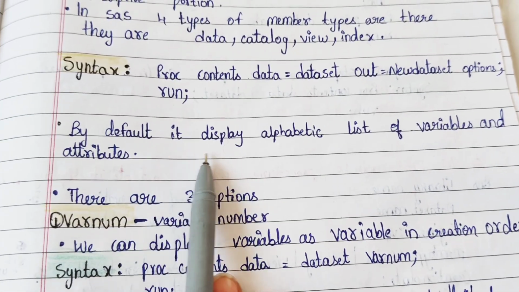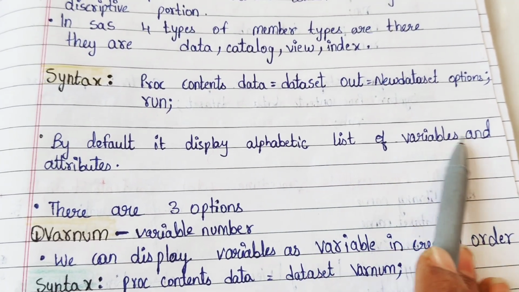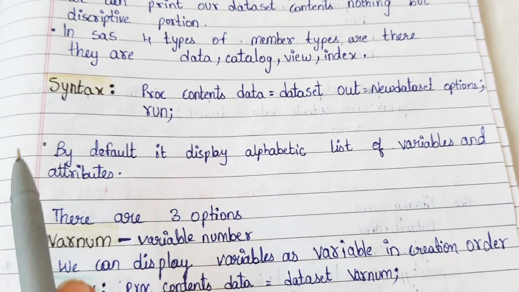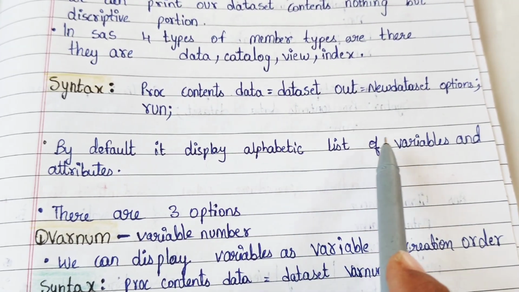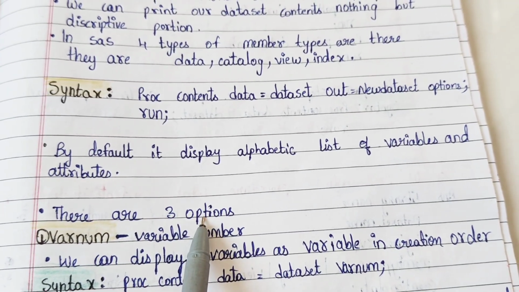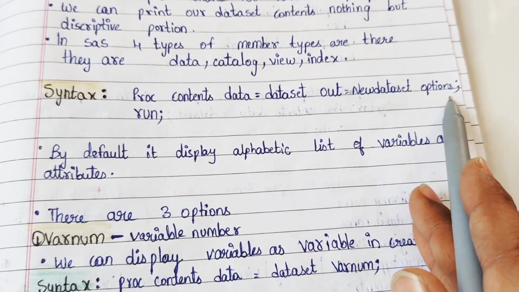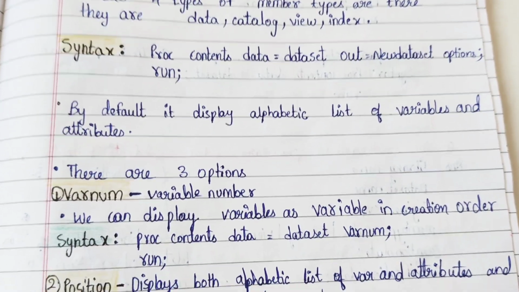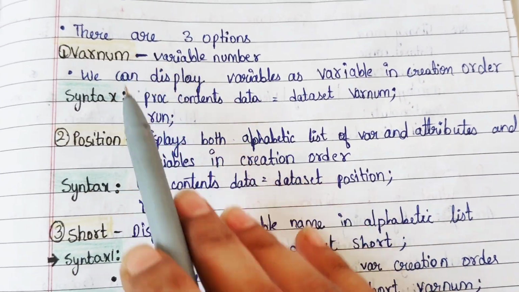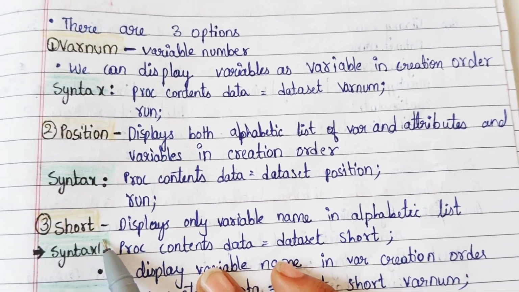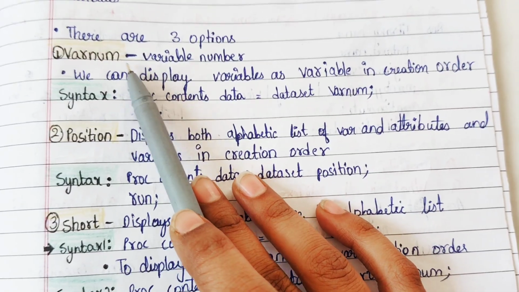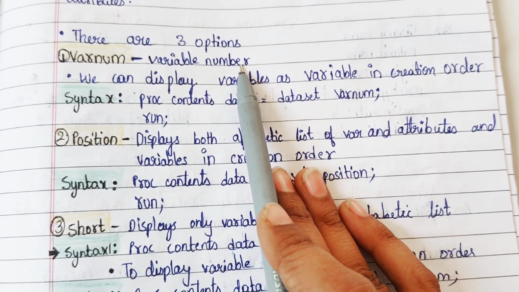Now by default it displays an alphabetic list of variables and attributes. When we run this syntax, by default it will display the alphabetic list of variables and attributes only. So we use three options here. What options will we use? You can see those three options here: varnum, position, short. Varnum is nothing but variable number.